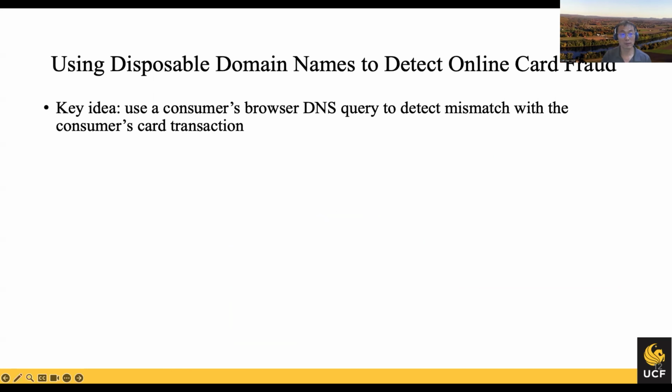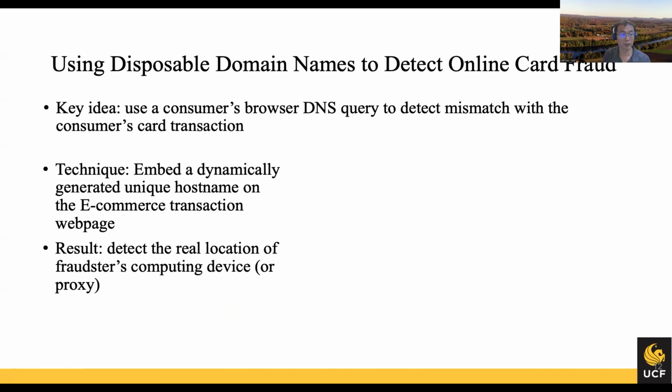But if the e-commerce website implements this technique, called disposable DNS, on their checkout page, basically every checkout page will embed a dynamically generated unique host name on the checkout transaction page. Then when the attacker's browser loads this checkout page and tries to query for that unique host name, because this is a unique host name, this query will eventually be sent by the local DNS server to the authority DNS server belonging to the e-commerce organization.